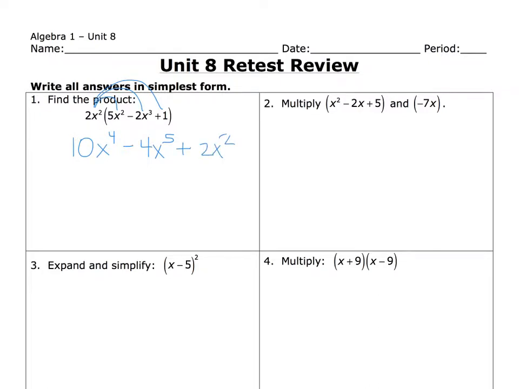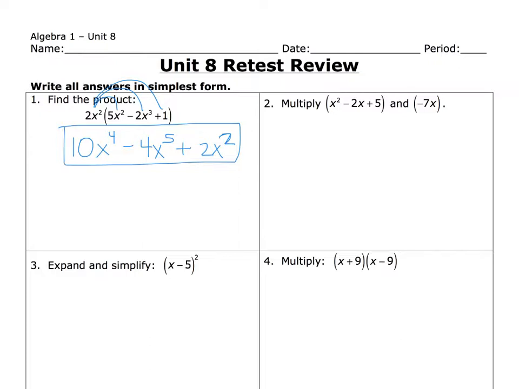Now, sometimes you can combine like terms. We decide based on our variables and exponents. So since I've got a 4 and a 5 and a 2, those are not the same, and we have to leave it as is. Do not combine. Problem number 2.